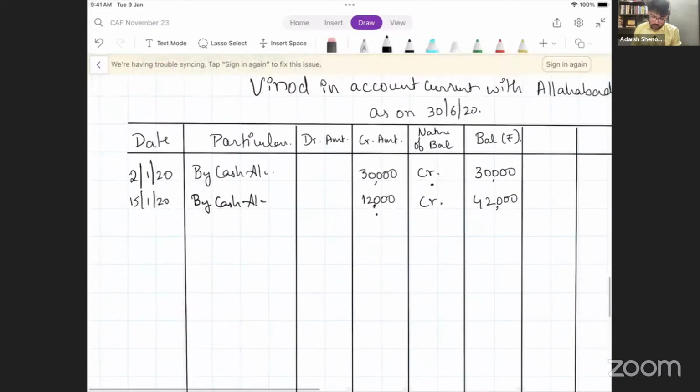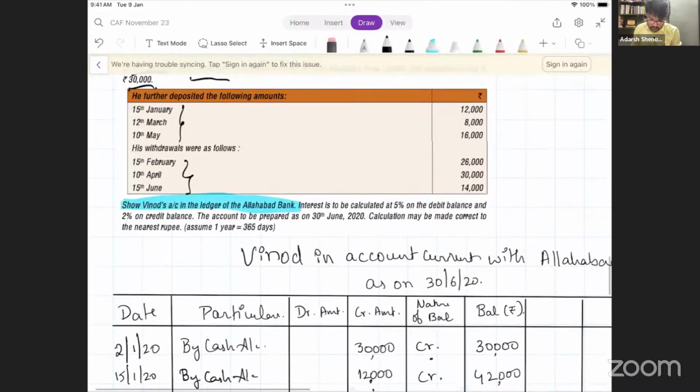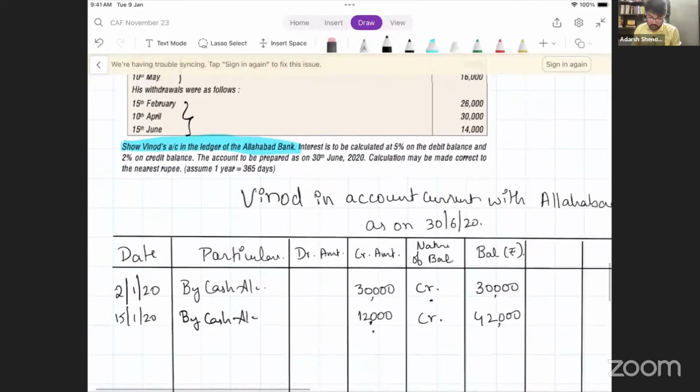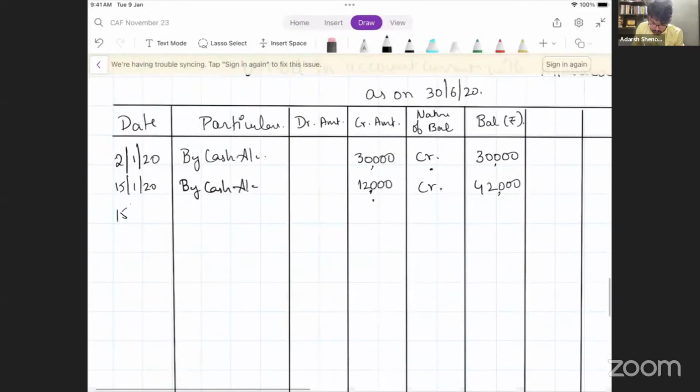I hope everyone has followed this. I hope everyone is with me. 15th January done. Next, 12th March is the deposit. No, we have to go chronologically. There's a withdrawal there, 15th February.